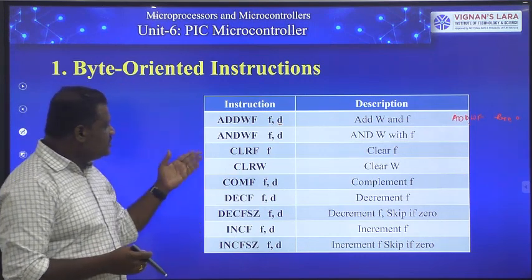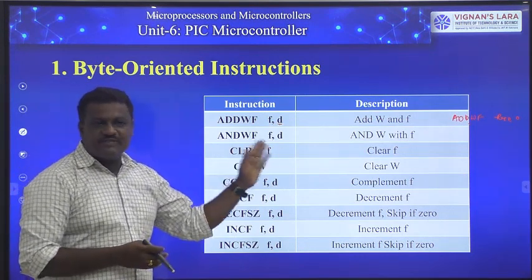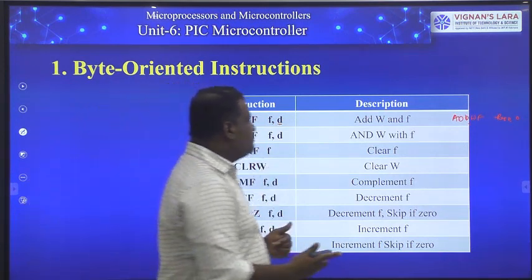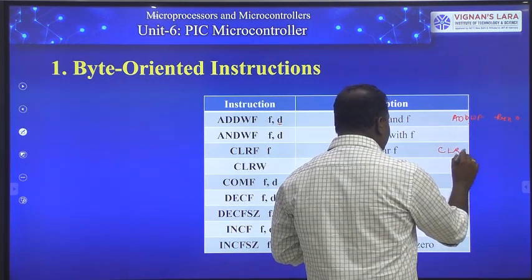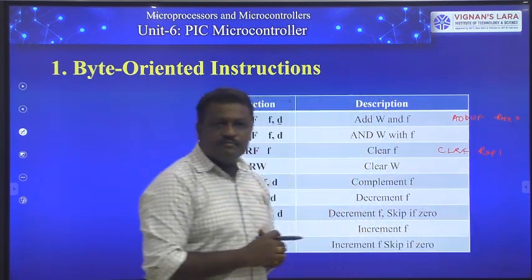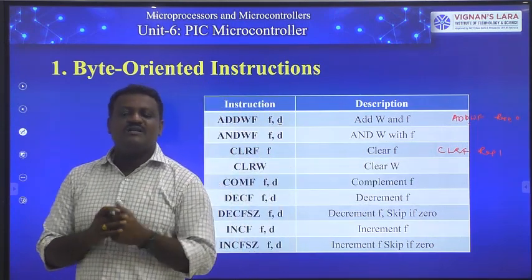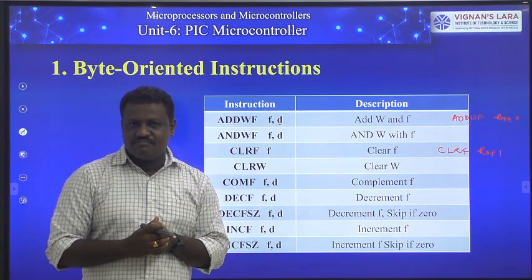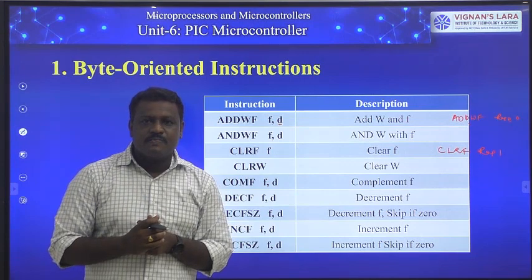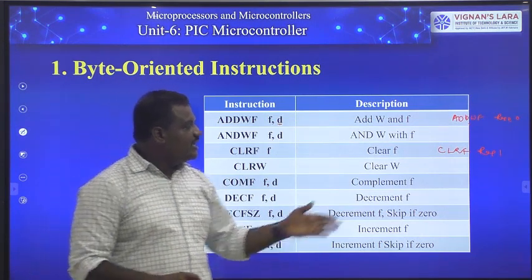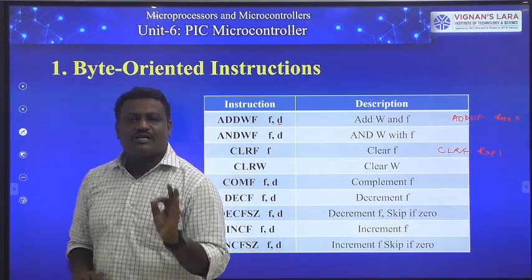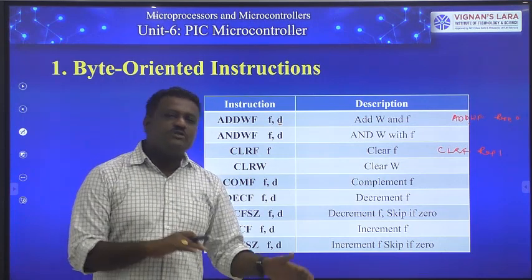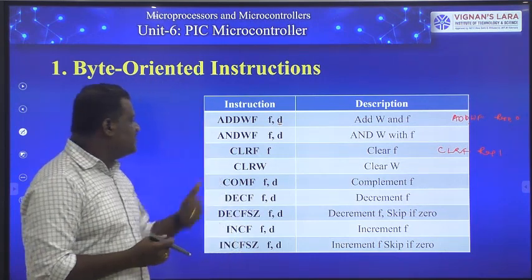That's it. And similarly, the next one is CLRF F, which means clear file register F. For example, if I write my instruction like this, CLRF REG1, it means clear register 1. That means register 1 is loaded with 00H because all the register sizes are 8 bits. So whatever file register we mention in the instruction operand field, that register is cleared. That means that register is loaded with 00H, or all its bit positions are filled with 0. So that is the meaning of this.